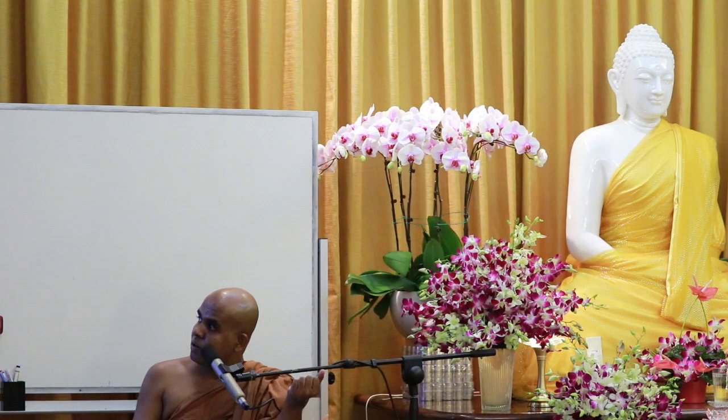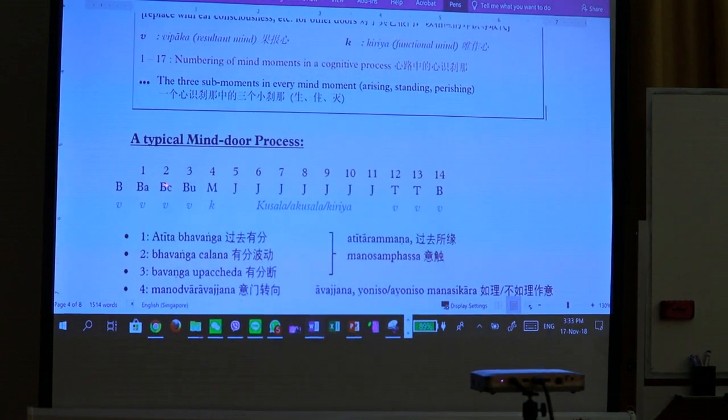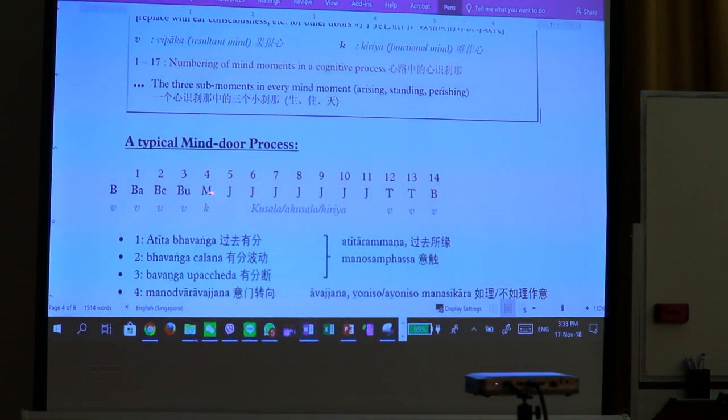Okay? Now, an example here. This is a mind door. When the mind door adverting consciousness wants to take an object, this is a pure mind door process, not a following mind door process. Because of the pure mind door process, the adverting consciousness must take its object from the mind door.